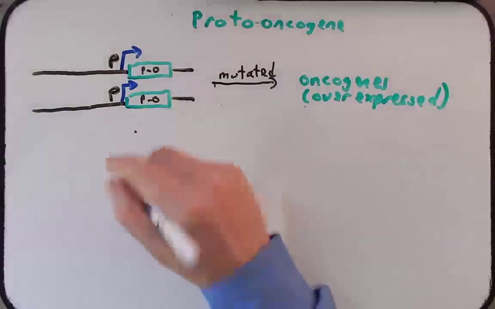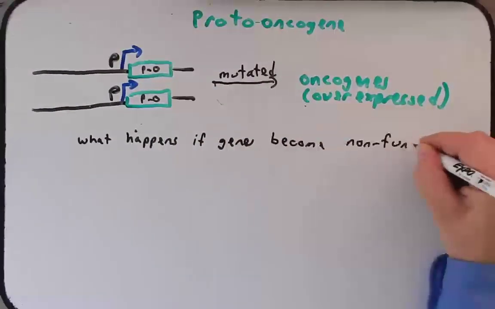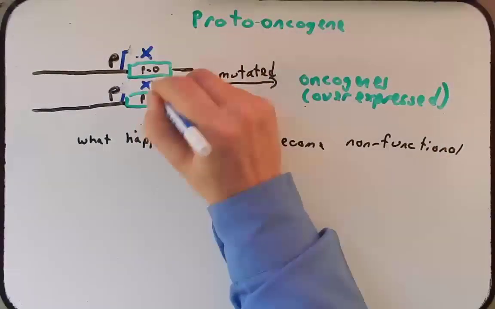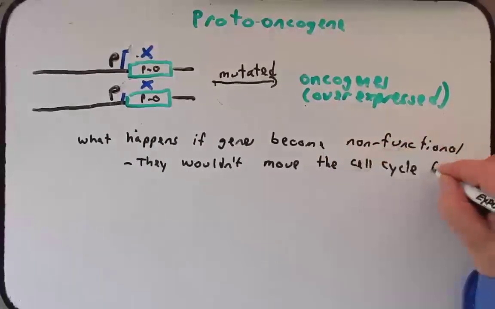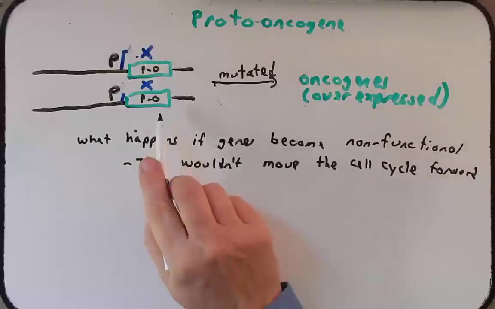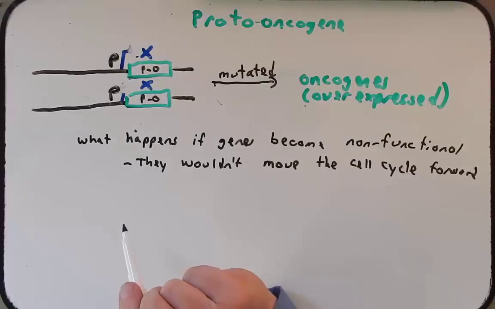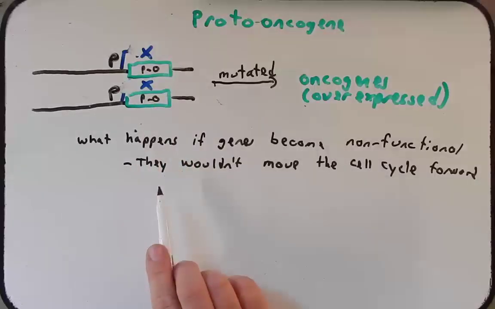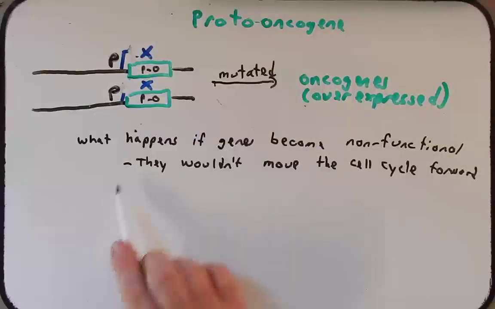So let's ask this question first. What happens if these proto-oncogenes become non-functional? They're mutated in such a way that they're not making the proper protein. If that was the case, they wouldn't move the cell cycle forward. And remember, for this to be linked to cancer, it's got to move the cell cycle faster, because cancer is characterized by rapid and uncontrolled growth. If we mutated these 2 genes so that they were no longer functional, that would be the reverse of what cancer is. It would stop cell growth. So mutating proto-oncogenes to oncogenes cannot be the type of mutation that makes them non-functional. It has to be a mutation that makes them overactive.